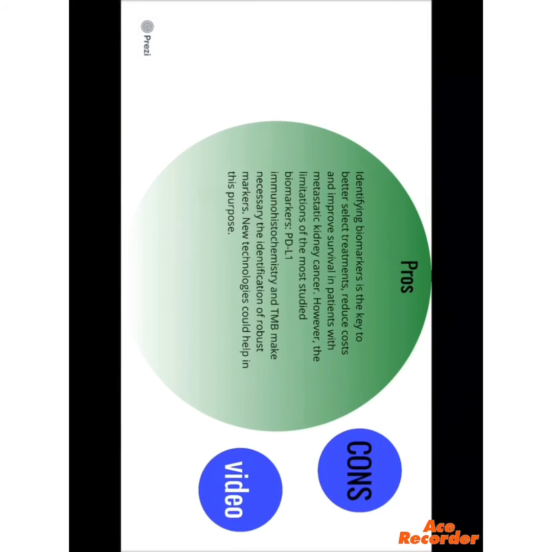Pros. Identifying biomarkers is the key to better select treatments, reduce costs, and improve survival in patients with metastatic kidney cancer. However, the limitations of the most studied biomarkers, PD-L1 immunohistochemistry and TMB, make necessary the identification of robust markers. New technologies could help in this purpose.